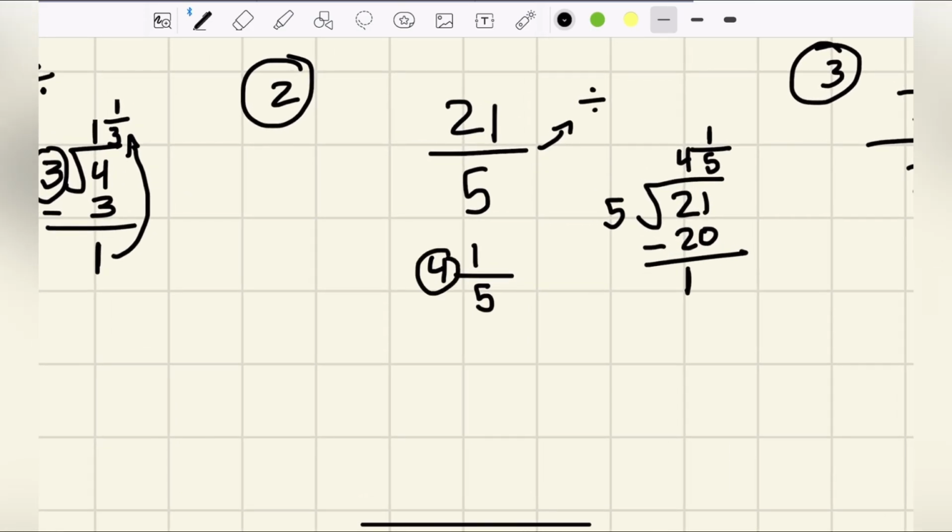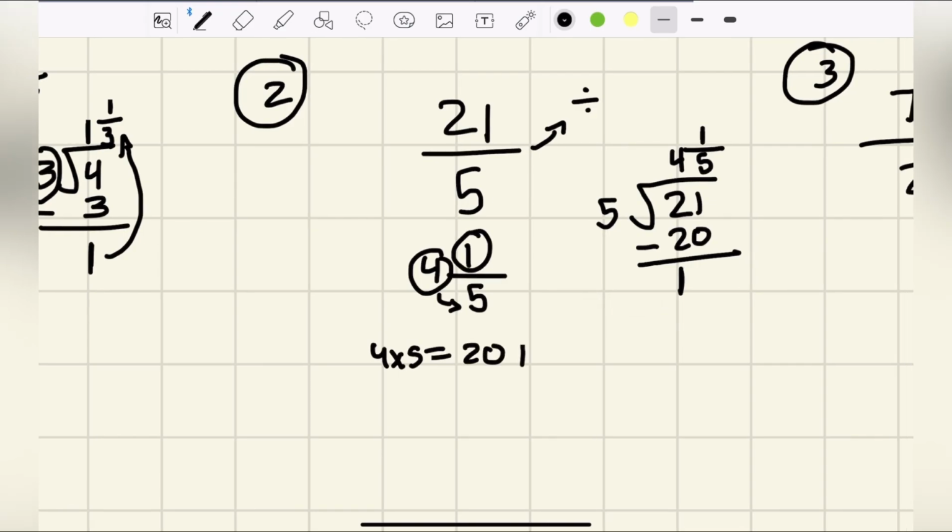We multiply the whole number by the denominator. So 4 times 5 is 20. We're going to add this 1 right here. Plus 1 is 21. And then we leave the denominator the same. 21/5. And it is the same. So that means we got it right.